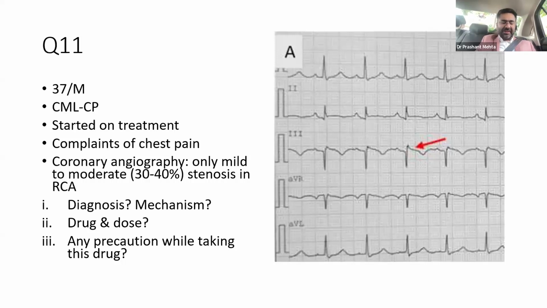This is a CML-CP, and he was started on treatment. The coronary angio has mild to moderate stenosis only in the RCA, but he presented with this kind of an ECG pattern and chest pain. So what could be the problem here? What drug could be the offender? A commonly used TKI for CML-CP.